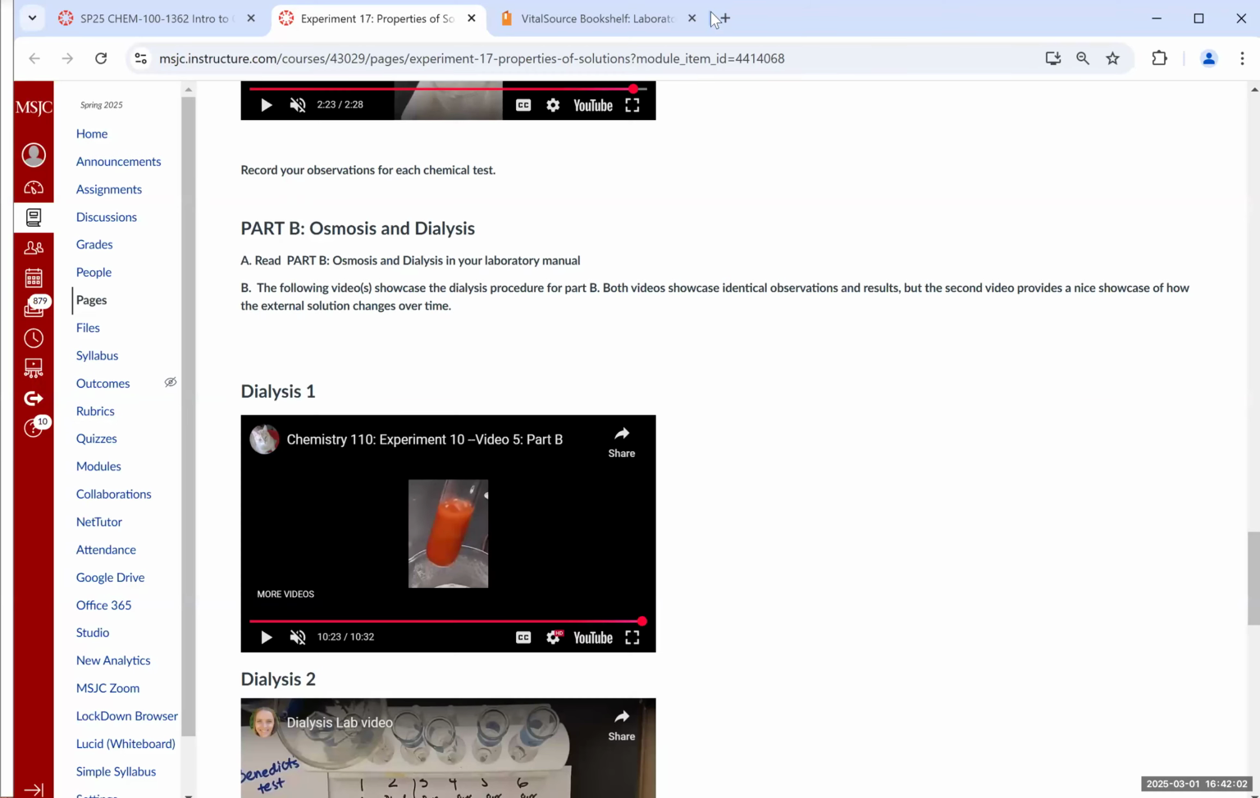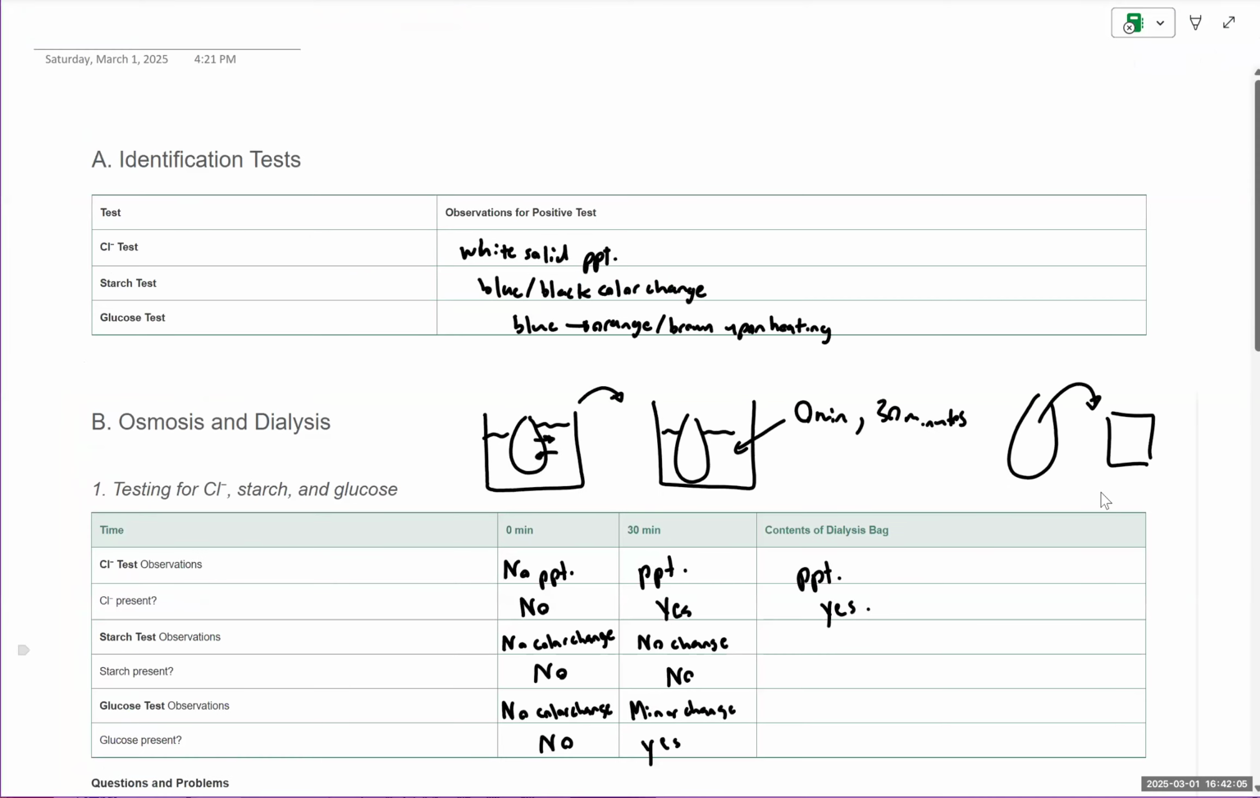Here is the starch iodine test for inside the dialysis bag. We see the dramatic dark blue color indicative of a positive starch iodine test. And finally, this is the Benedict's test result, which we can see the bright orange-brown color indicative of a positive result, indicating that glucose, starch, and chloride are present inside the dialysis bag. So let's write that down.